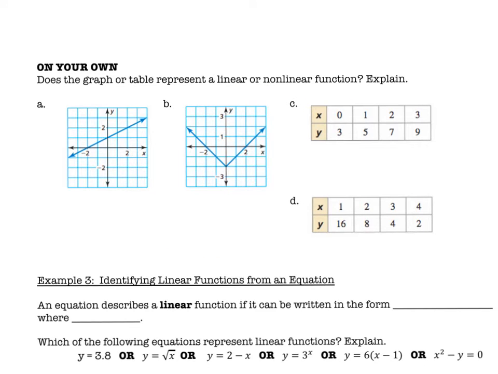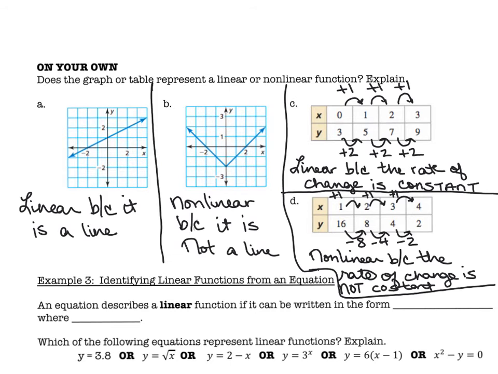On the next page, I would like you to decide on your own if the graph or table represents a linear or nonlinear function. Pause the video, answer the questions, and then when you're done, check your answers. Here are the answers you should have come up with. Letter A is linear because it's a line. Letter B is nonlinear because it's not a line. C is linear because it has a rate of change that is constant. And D is nonlinear because the rate of change is not constant.